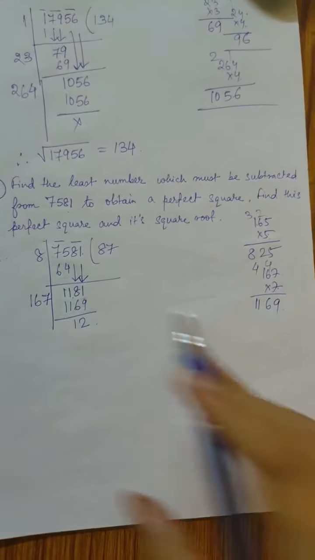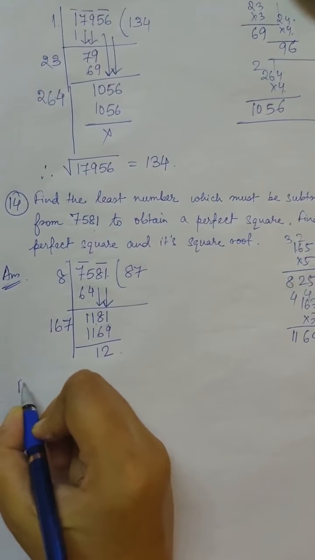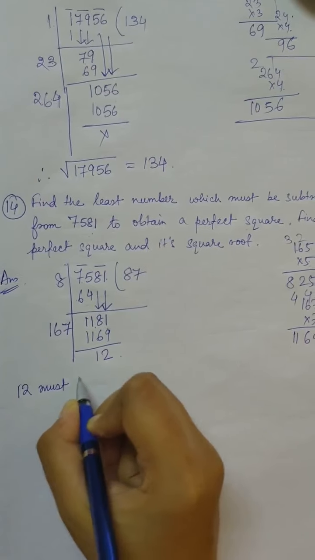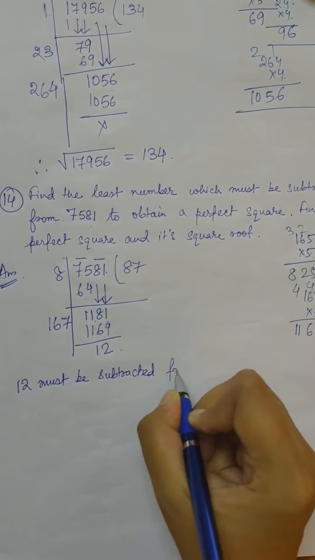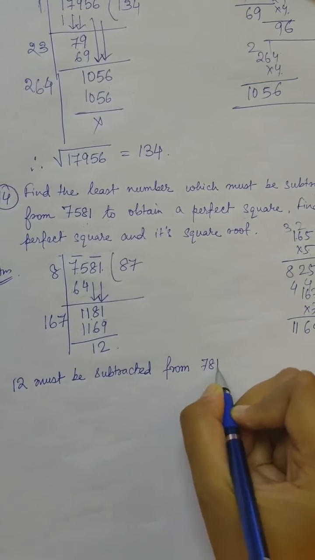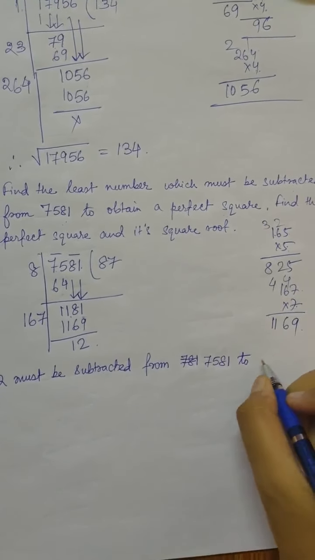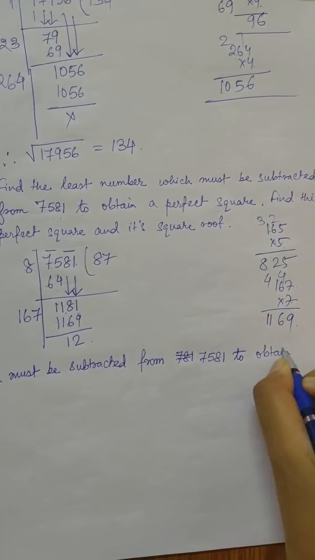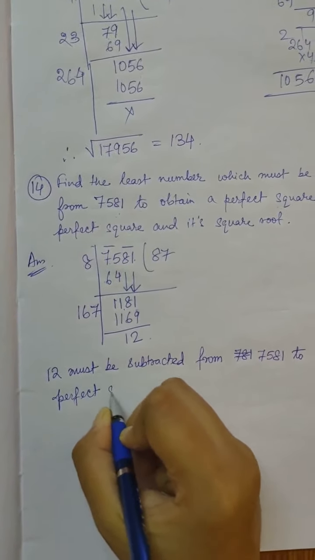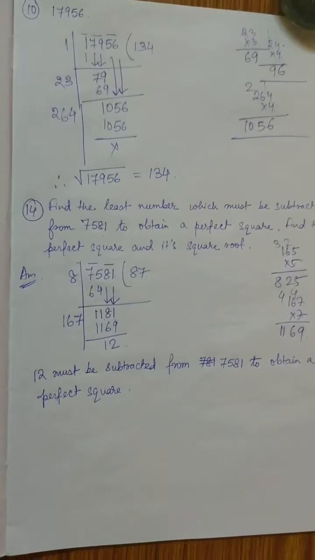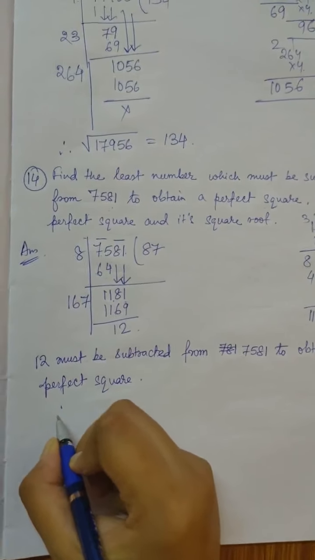Which means that if 12 is subtracted from this number, you will get the perfect square. So 12 must be subtracted from 7581 to obtain a perfect square. So this is the first part of our question. Now the next part says that find this perfect square and its square root. So the perfect square will be how much?